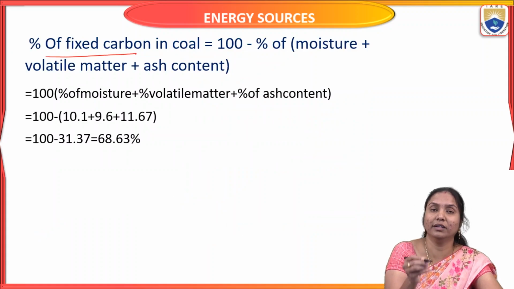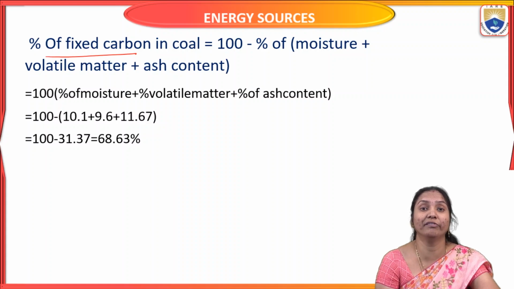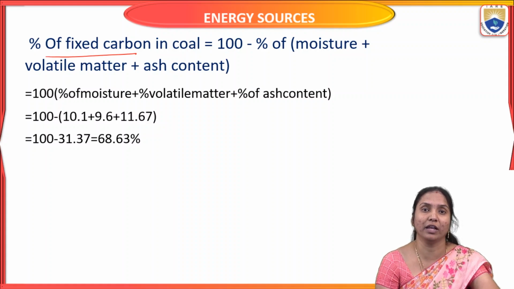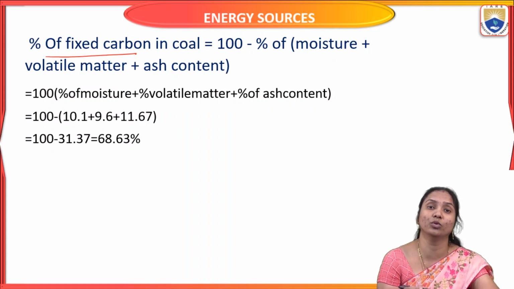Finally we will calculate the percentage of fixed carbon in coal. A high percentage of carbon present in coal increases the calorific value, and we can consider it good coal. So good coal always contains a high percentage of carbon because it increases the calorific value. We already know that the efficiency of fuel can be determined by the calorific value. If the calorific value is high, it is considered good coal.